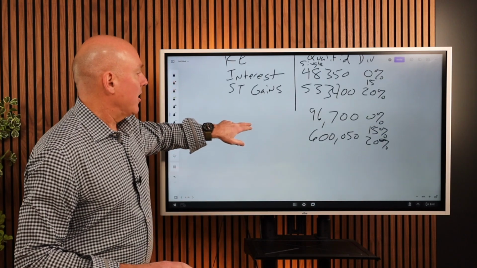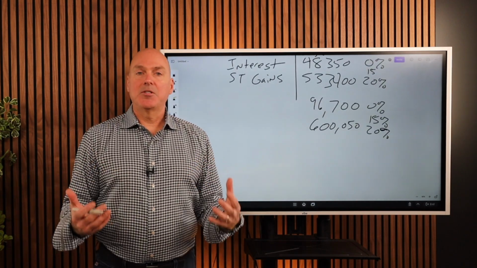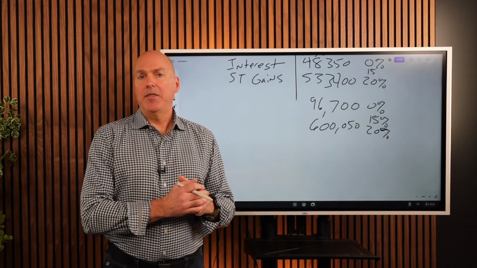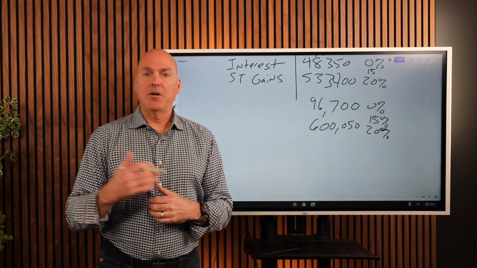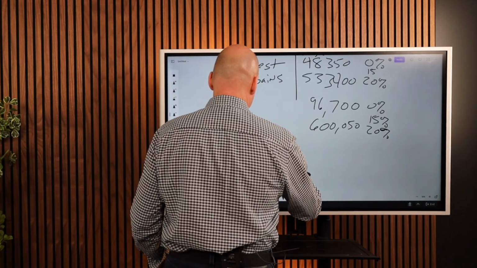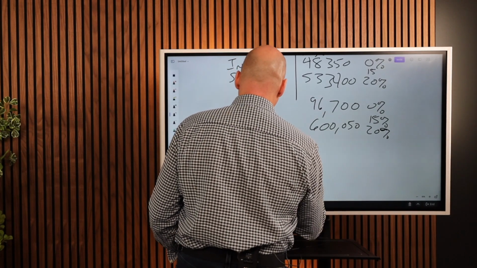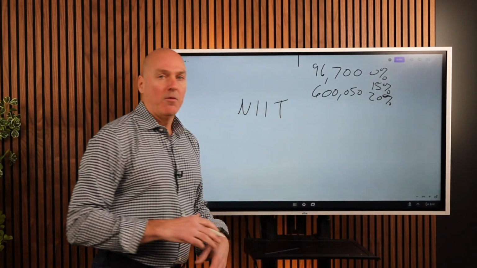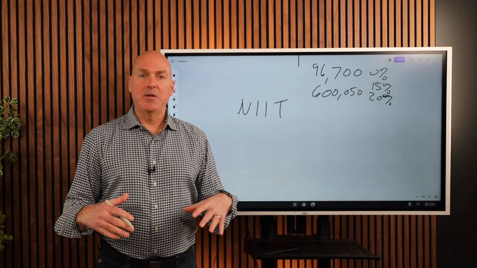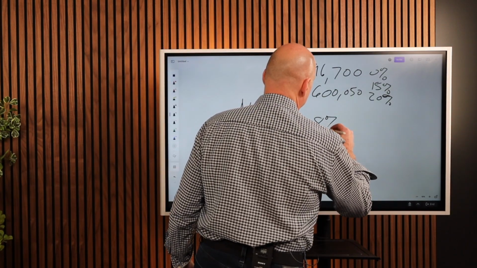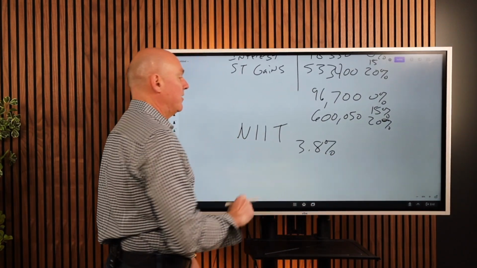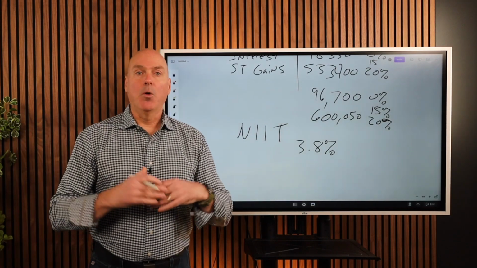Now, the next thing I want to talk about is something that was created, I think in 2008 or 2009, with the Affordable Care Act, and it's called the Net Investment Income Tax, or NIIT. What that is, is that if you're over a certain threshold of investment income, you're going to get assessed an additional tax of 3.8% on top of whether that income came from ordinary income tax.